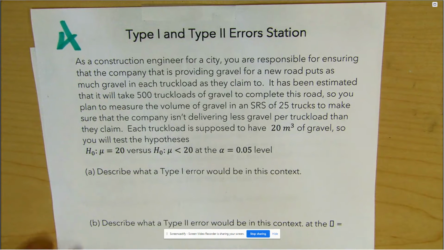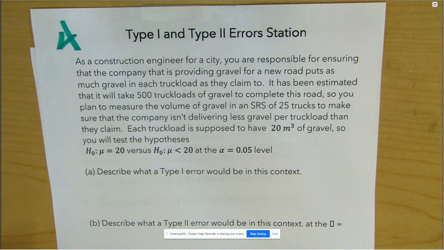All right, as a construction engineer for a city, you are responsible for ensuring that the company providing gravel for new roads puts as much gravel in each truckload as they claim to. It has been estimated that it will take 500 truckloads of gravel to complete this road. So you plan to measure the volume of gravel in a simple random sample of 25 trucks to make sure that the company isn't delivering less gravel per truckload than they claim. Each truckload is supposed to have 20 cubic meters of gravel.